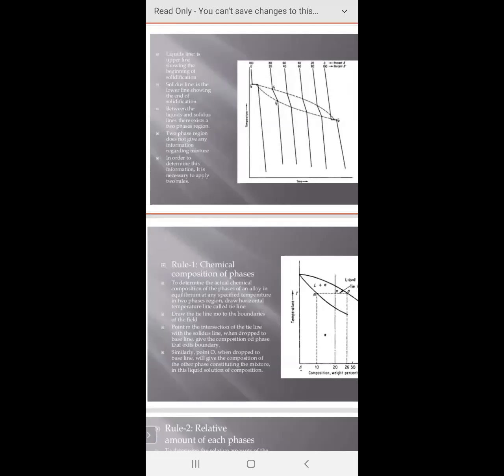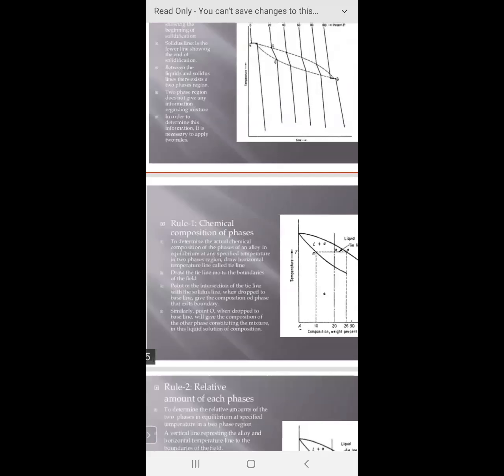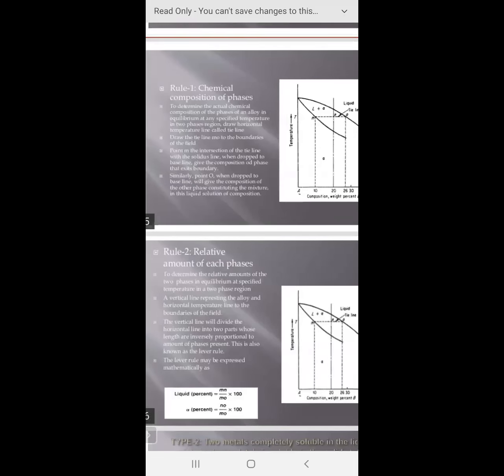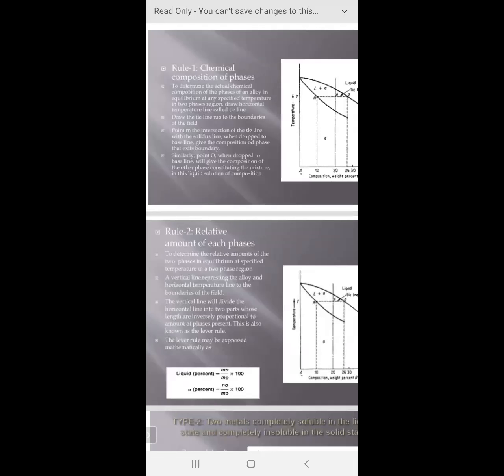Rule 1 is the chemical composition of phases. Next one, rule 2, is the relative amount of each phase.